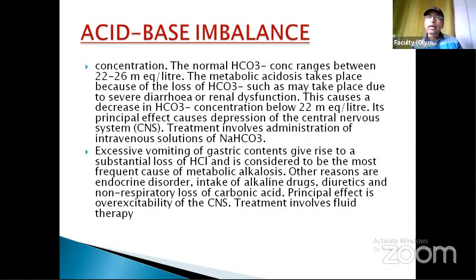So bicarbonate ion concentration normally in our blood is 22 to 26 milliequivalent per liter. Now, if metabolic acidosis takes place due to different metabolic reactions, biochemical reactions, if acid or H plus ion concentration becomes more, what happens?